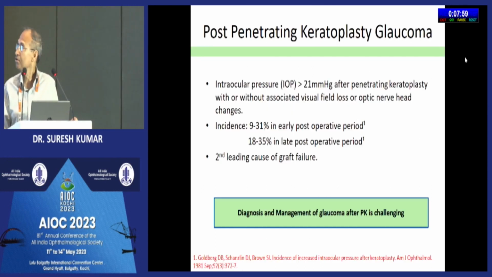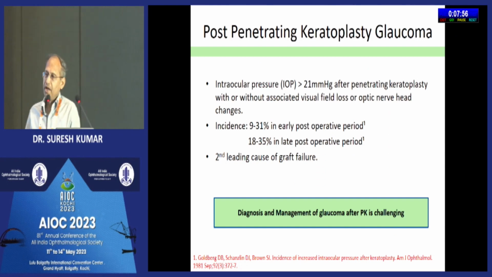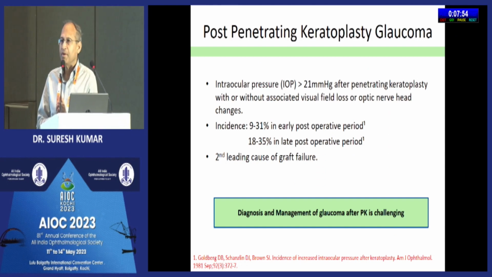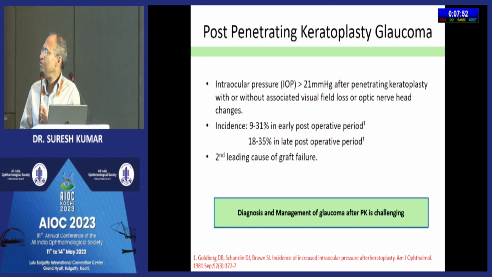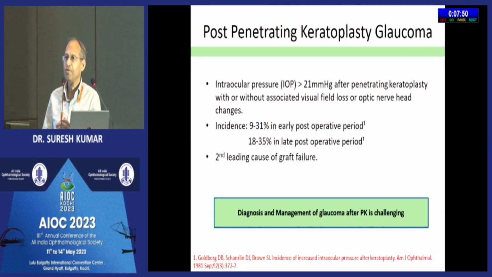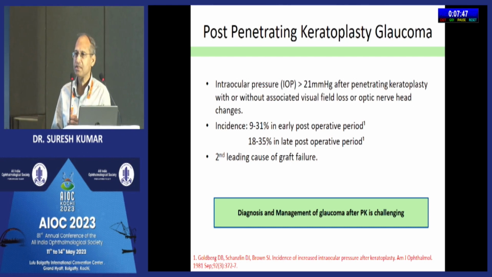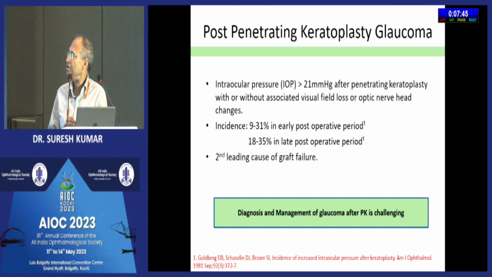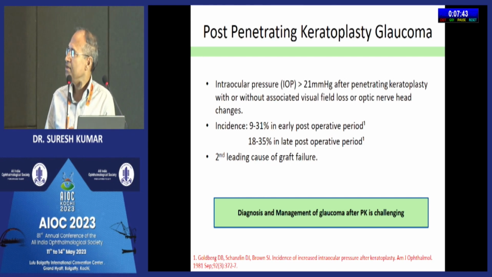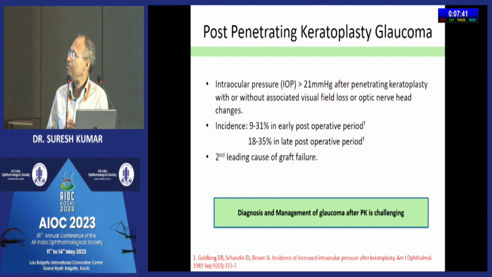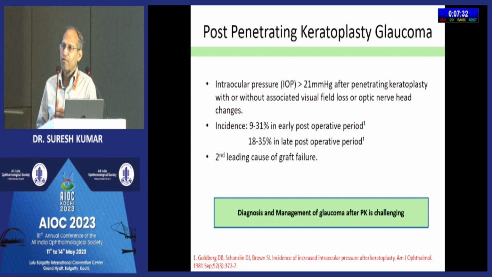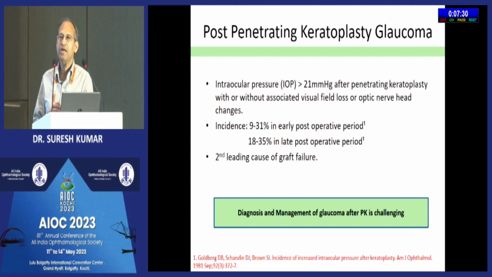No financial disclosure. Any rise in intraocular pressure after penetrating keratoplasty, with or without associated optic nerve head changes or visual field changes, constitutes post-keratoplasty glaucoma. Its incidence varies from 9 to 31% in the early postoperative period, increasing to 18 to 35% in the late postoperative period. It's quite prevalent, and it has become the second leading cause of graft failure.